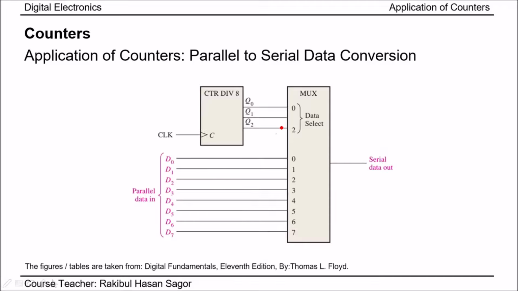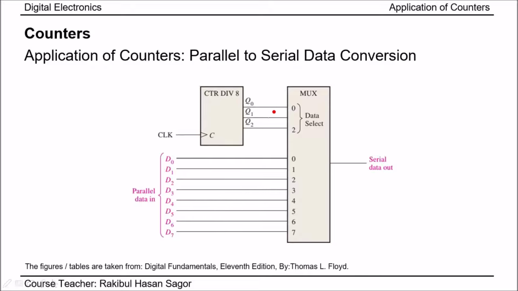If 000 is selected, then D0 will be transferred through this line. If 001 is selected, then D1 will be transferred through this line. If 010 is selected, then D2 will be transferred. In this way, if 111 is selected, then this D7 will be transferred through this line. I hope all of you can recall. This was covered in the combinational logics designing.